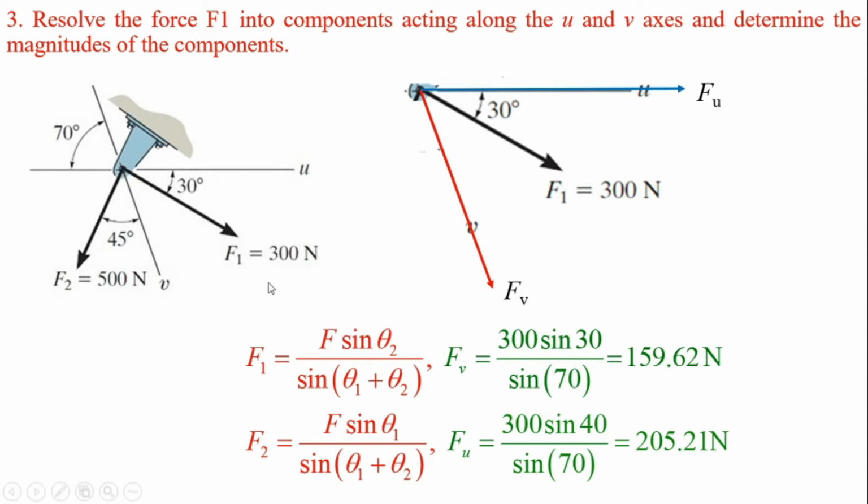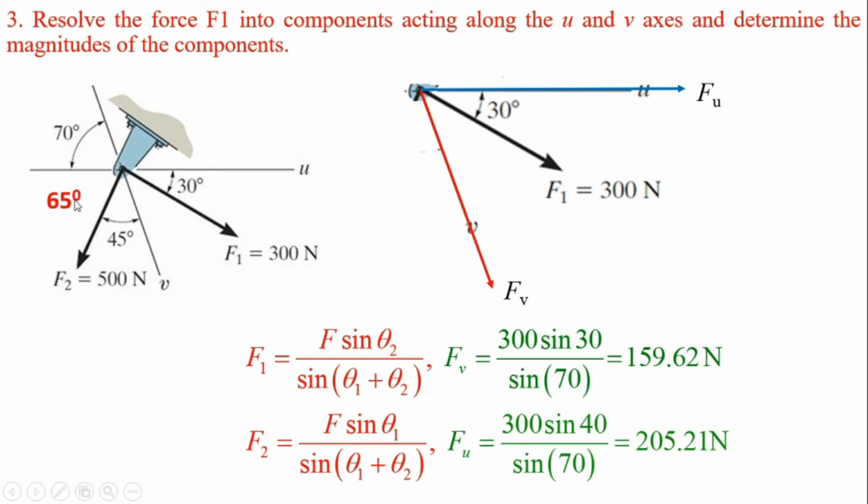So this is force F1, and we need the component of force F1 along u and v. First we should check whether u and v are perpendicular or non-perpendicular directions. For that we will calculate this angle, which was not given. Given 70 degrees and 45 degrees, this is a straight line, so this angle can be obtained as 180 minus (45 plus 70), which is equal to 65 degrees.